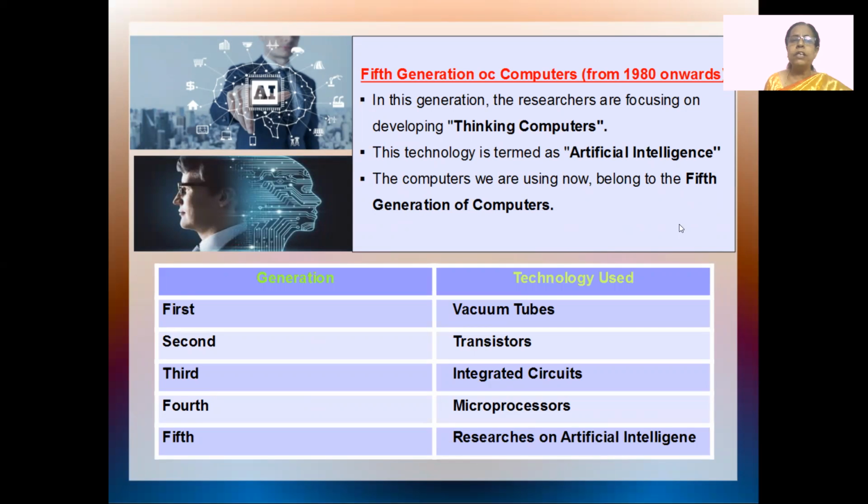And what was the technology they gave for the thinking computer? They called it artificial intelligence. Man uses his own ability to think and do many works, because he has intelligence. So if I want the computer to get some intelligence to work on its own, think on its own, make decisions on its own, then they have termed such a computer as artificial intelligence. So the computers being used in the fifth generation are called artificial intelligence.